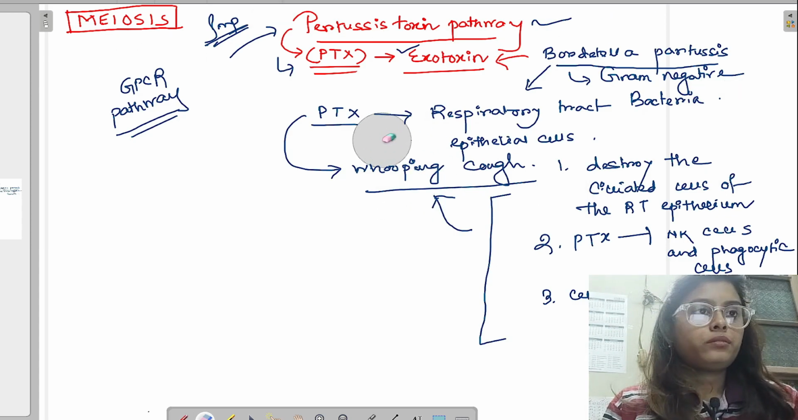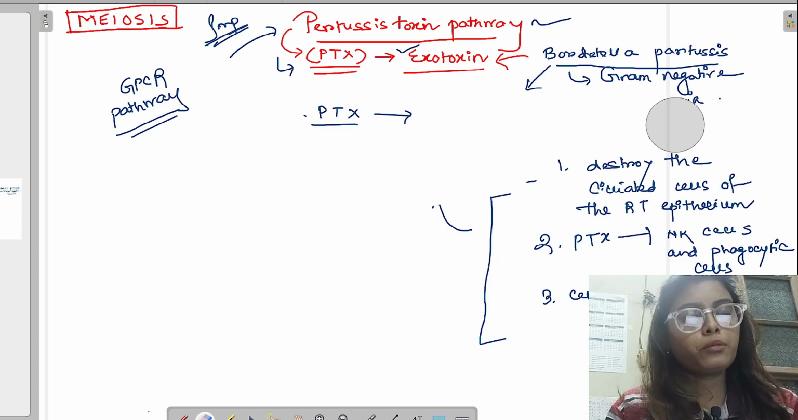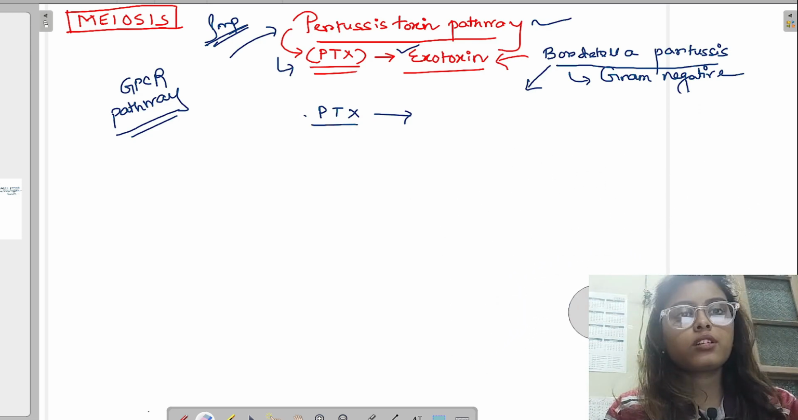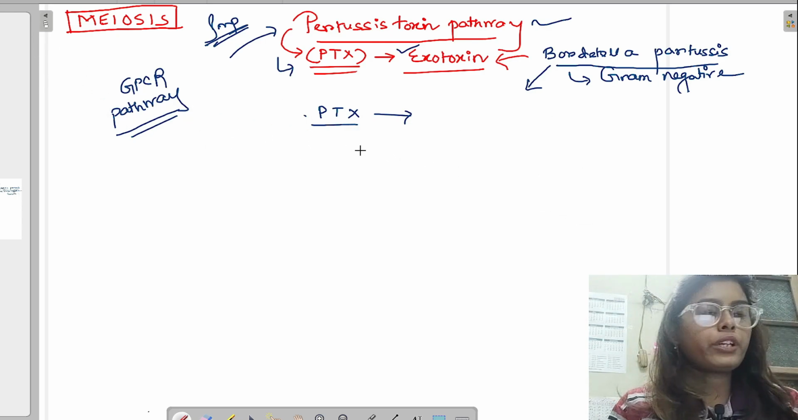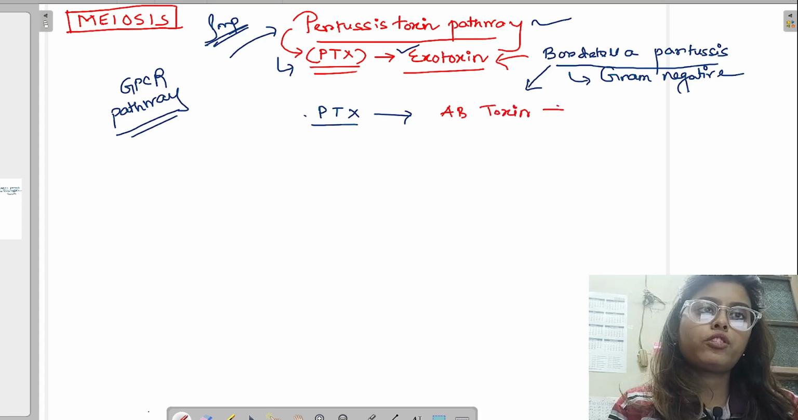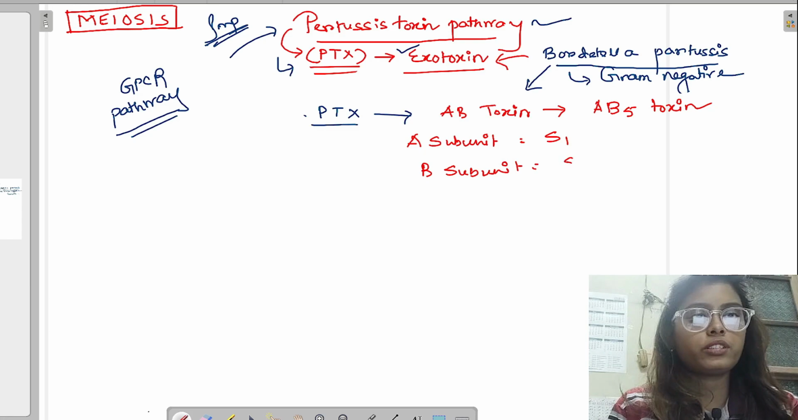So let's see the structure of the PTX, right? Because before going to the working mechanism, we should know the structure of the PTX toxin. Basically it is an AB toxin, more prominently an AB5 toxin. The A subunit is called S1 and the B subunit is composed of 5 subunits, from S2 to S5.